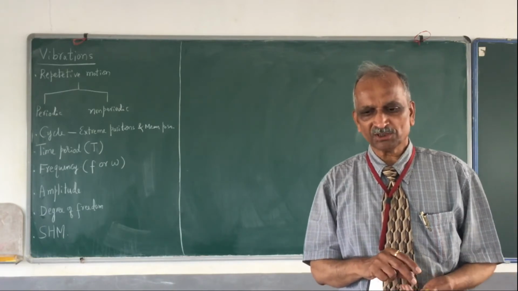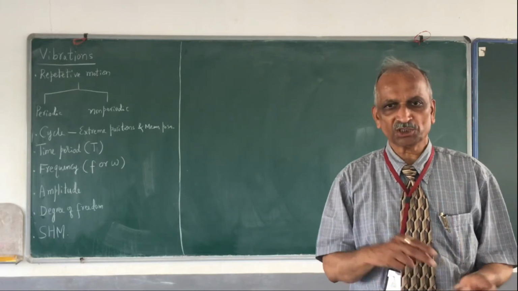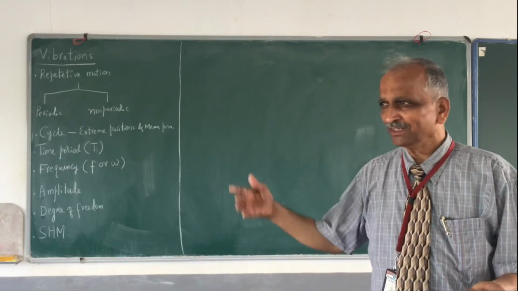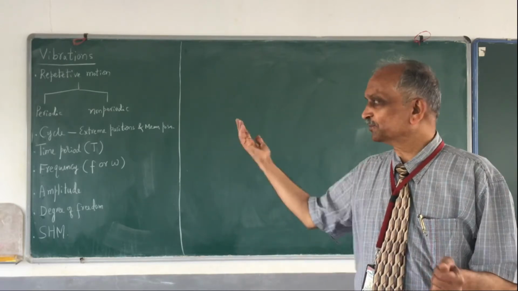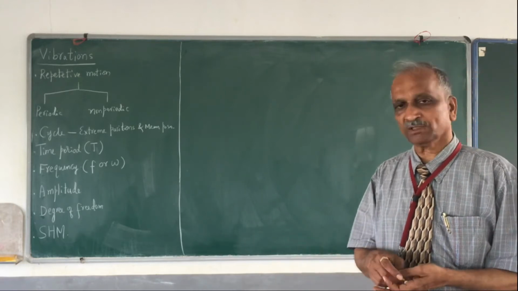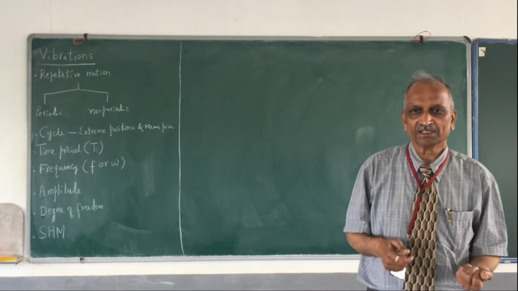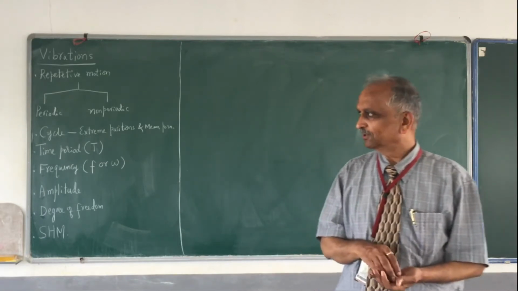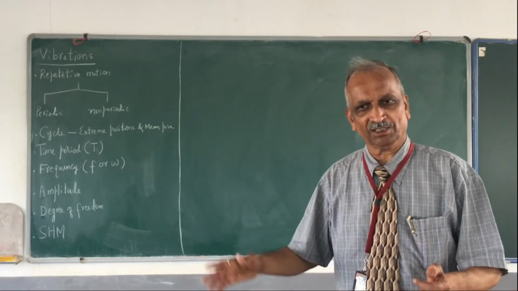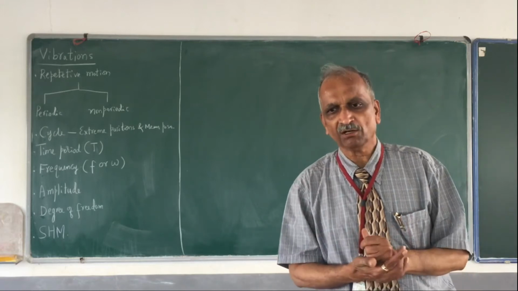So vibrations, we said that it is a repetitive motion, a to and fro motion, a motion which keeps on repeating. That means any repetitive motion can be of two types, periodic motion and non-periodic motion. A motion which repeats after a fixed interval of time is called a periodic motion. In our brief introductory understanding of vibrations in this course, we are going to have only periodic motion.